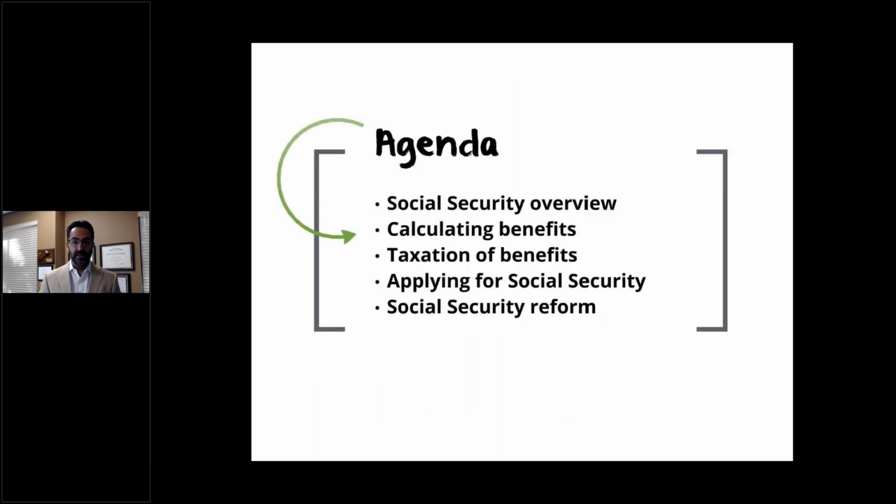So let's begin. Here's a brief agenda of what we're going to cover. We're going to talk about an overview of the Social Security system and how it works. We're going to discuss the benefits and how they're calculated. We're going to talk about taxation of Social Security benefits and some of the rules around it. And finally, I'll close the presentation with a quick discussion around Social Security reform efforts and what you may have read or heard about in the news, and answer any questions you may have.